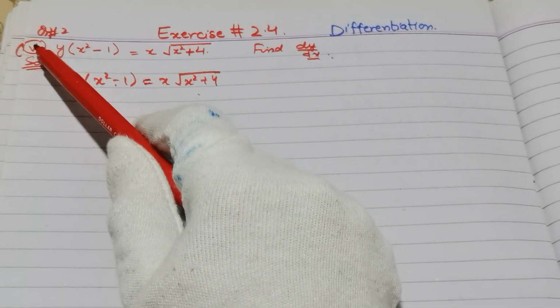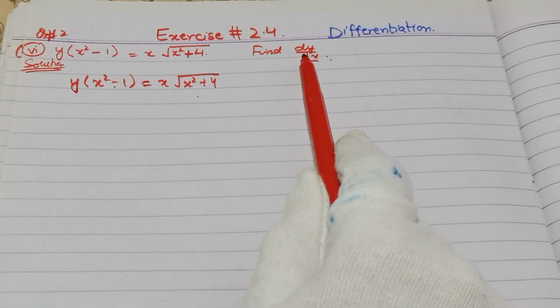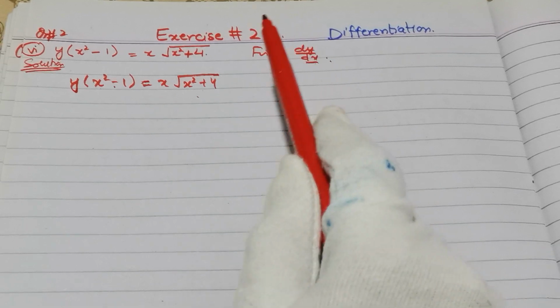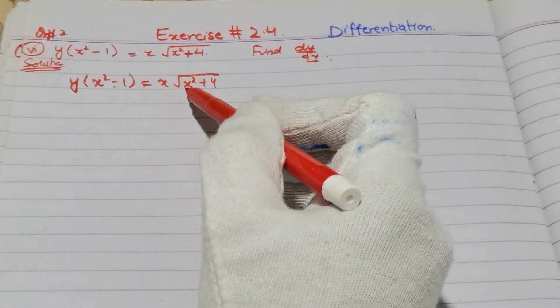Today I'm going to teach you question number 2 part 6. Find the value of dy by dx. It means we will differentiate with respect to x. And this is our given question.